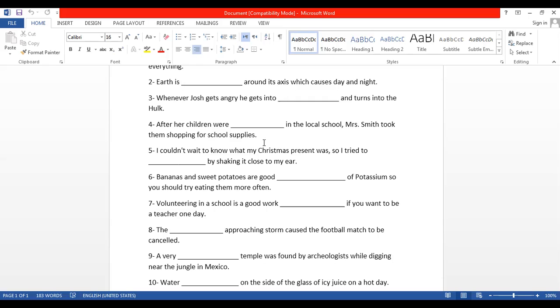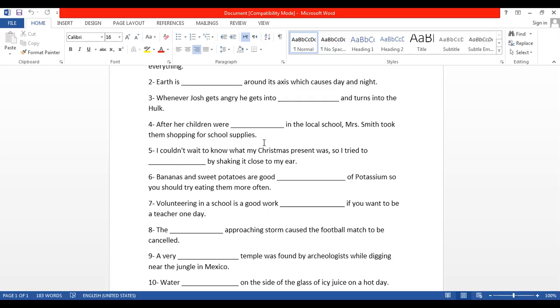It's a good work. Here the word is used as a noun. Okay, so I would like to think about this one. It's not hard. Just think deeply. Okay? So, volunteering in a school is a good work experience if you want to be a teacher one day. Perfect. Number eight.